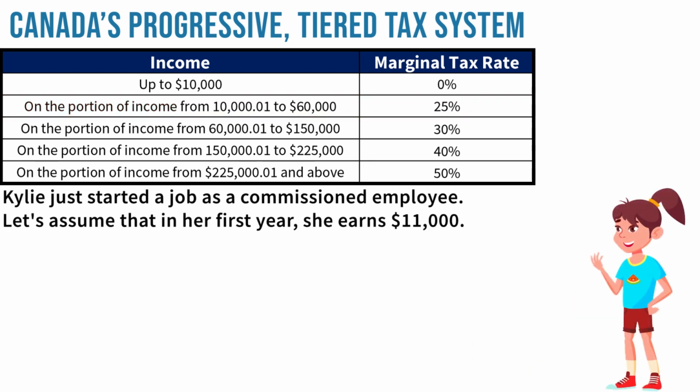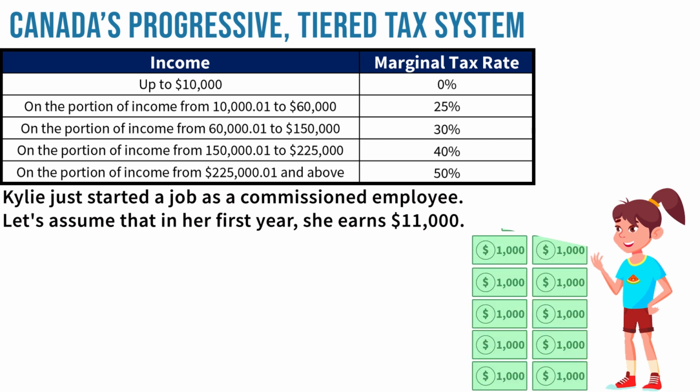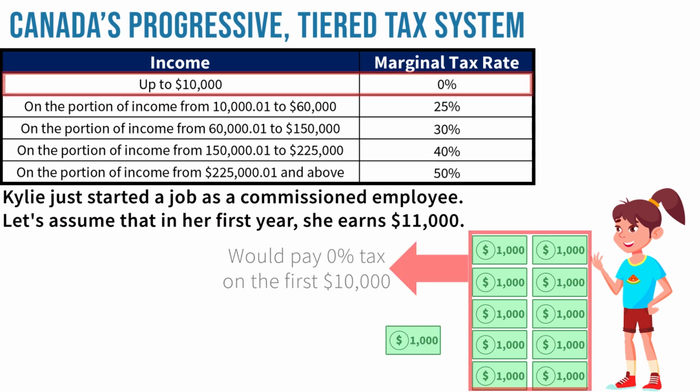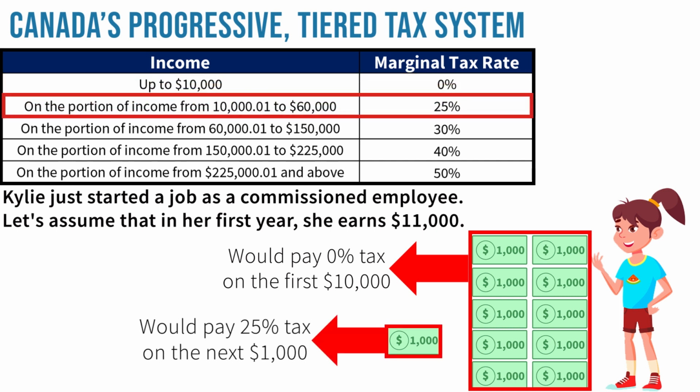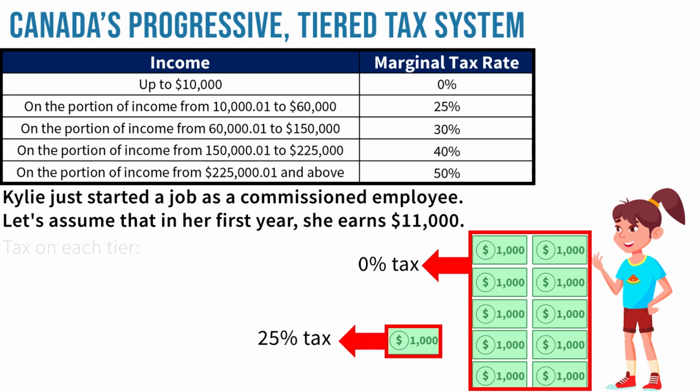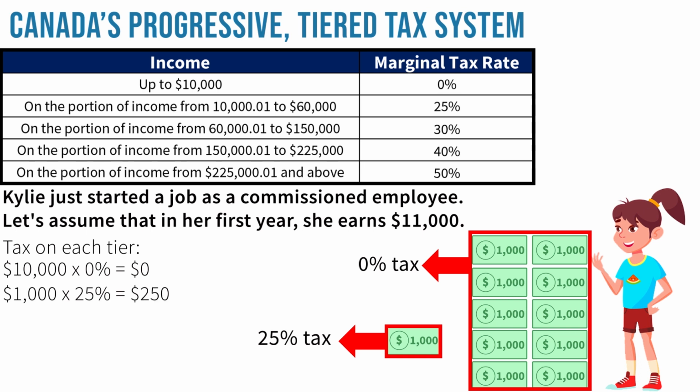Kylie just started a job as a fully commissioned employee. Let's assume that in her first year, she earns $11,000. Again, I'm using relatively low numbers to make the learning easier. She would pay 0% tax on the first $10,000 of income and 25% on the next $1,000 she earned. With that in mind, let's calculate her total tax bill. $10,000 times 0% equals $0. $1,000 times 25% equals $250.